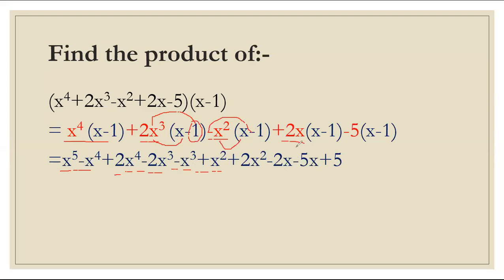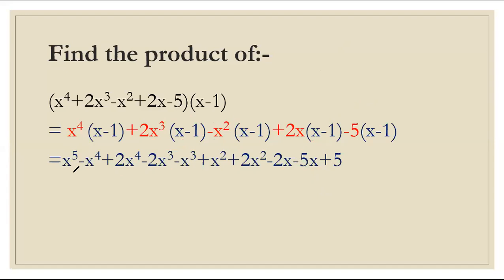Now 2x times x, we get plus 2x square, then plus minus minus, and 2x ones are 2x. Then the last term is minus 5x, we get minus 5x. And minus minus is plus. 5 ones are 5. This step is clear, my dear? This step is clear?